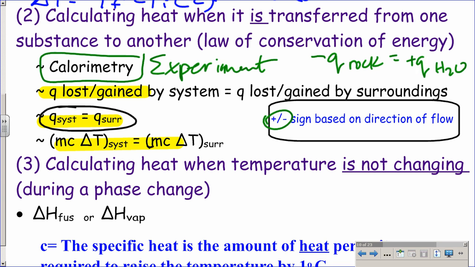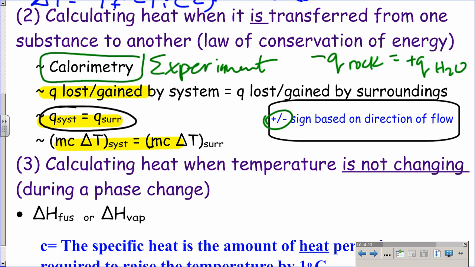Now, since I can't usually find Q that easily, I like to use what Q is equal to, which is Q is equal to mC delta T, right? So I like to say mC delta T of the system, aka rock, is equal to mC delta T of the surroundings or water. So we use mC delta T in this one, but they're set equal to one another. So the sign is just simply showing you the flow.